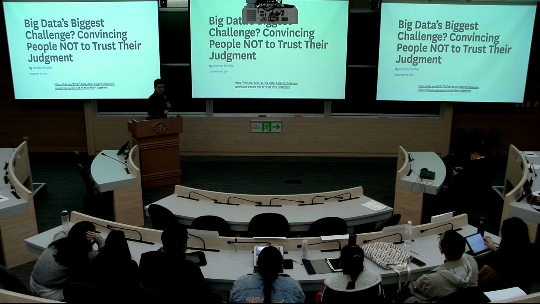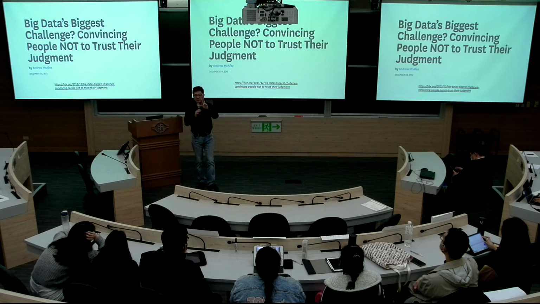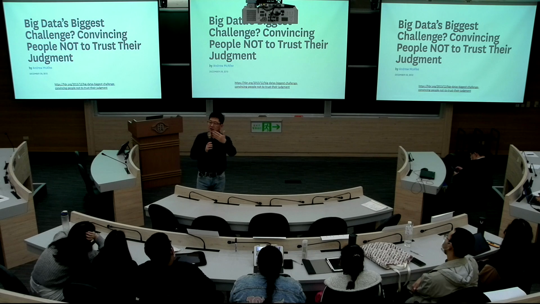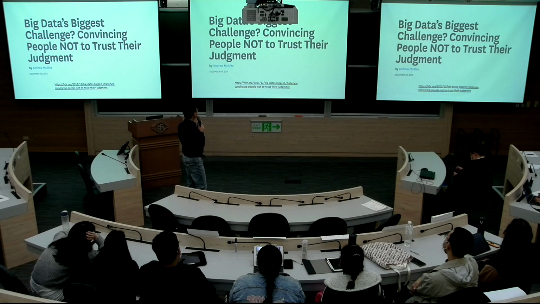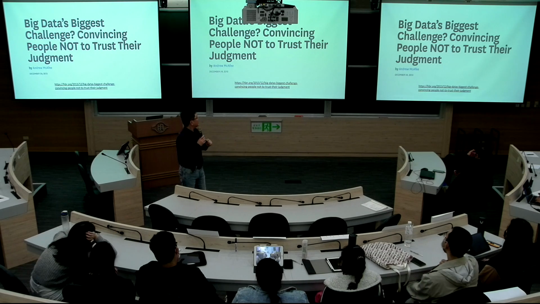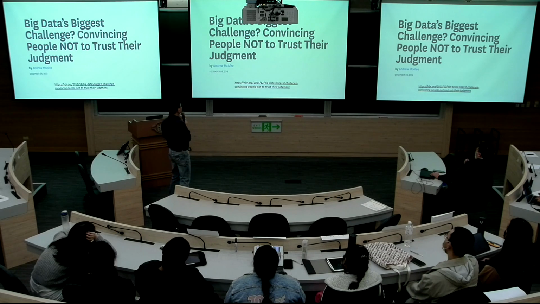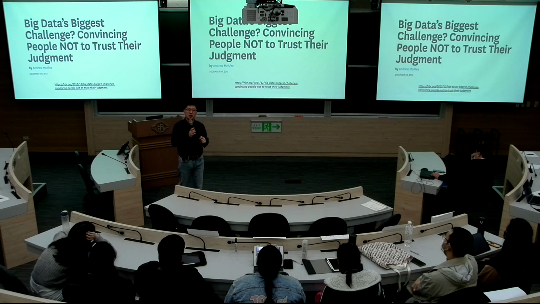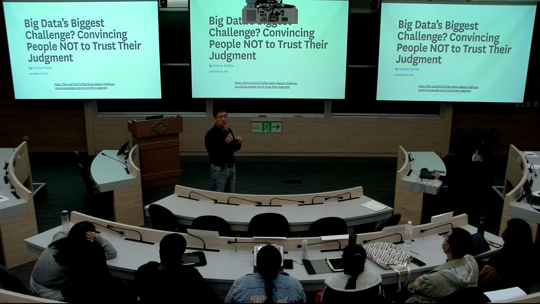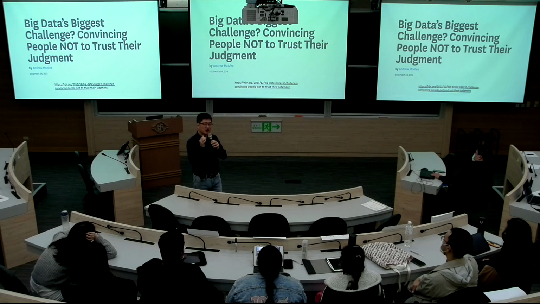Right. So in terms of the judgment, one of the biggest category of the machine learning is try to solve the problem, is to recommend a better decision. And in that particular category, the biggest problem is this. Big data is trying to convince people not to trust their own judgment. You have to trust the machine judgment, right? This is actually a very important opportunity for human being, it's actually a human problem.